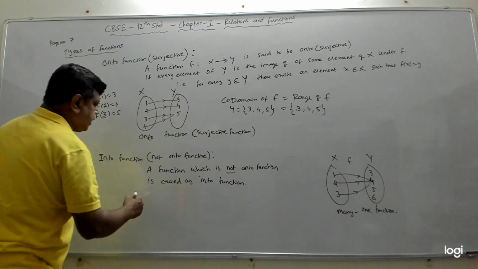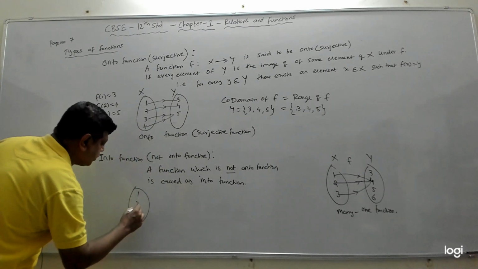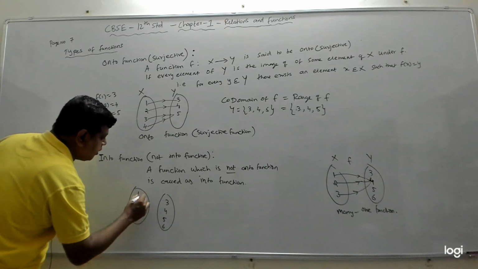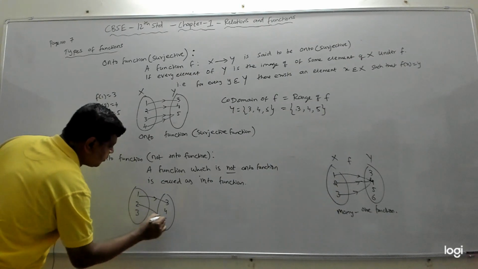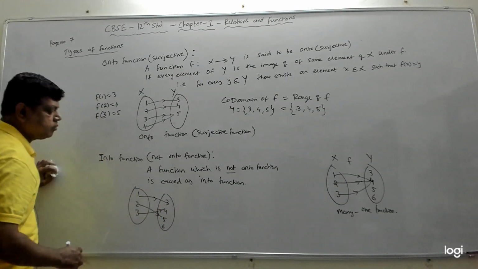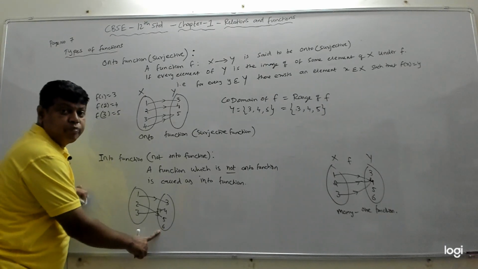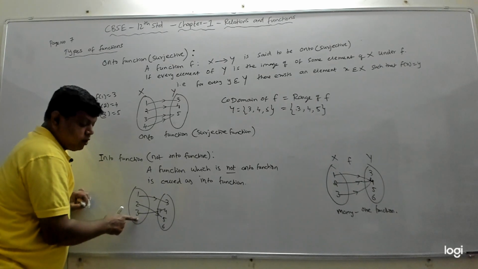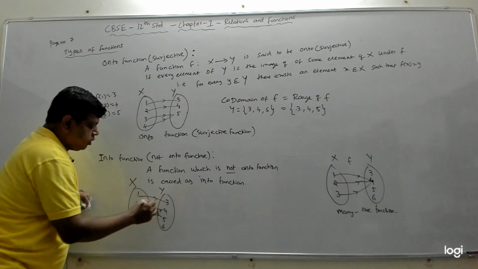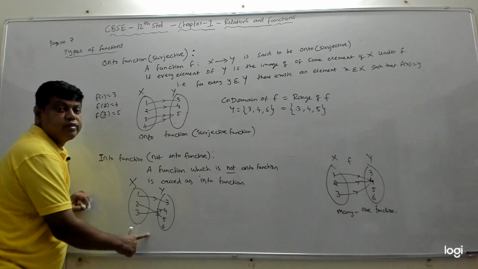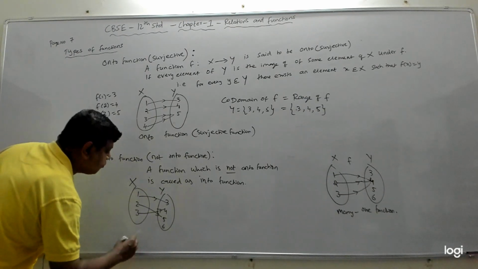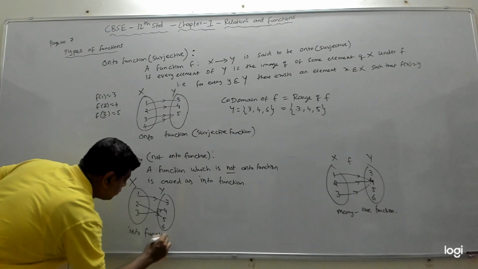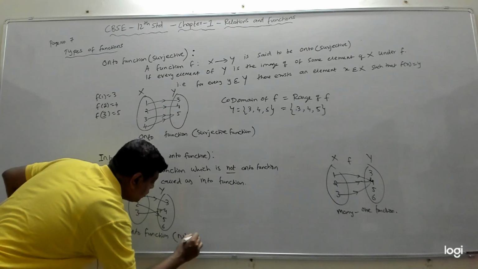Now I'll give an example. Let's take 1, 2, 3 in x, and 3, 4, 5 and 6 in y. 1 is mapped to 3, 2 is mapped to 5 and 3 is mapped to 4. But 6, right? This is x, this is y. No element in x is mapped to 6. Therefore, it is not an onto function. It is an into function, not onto.